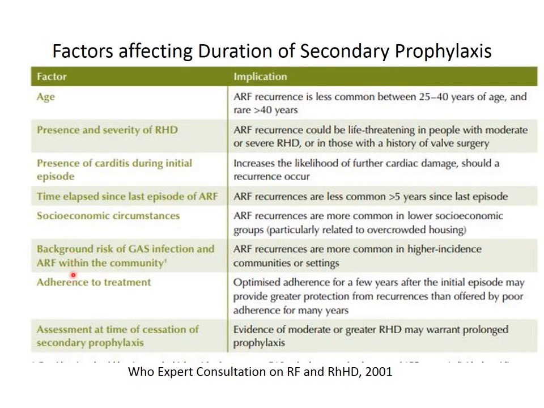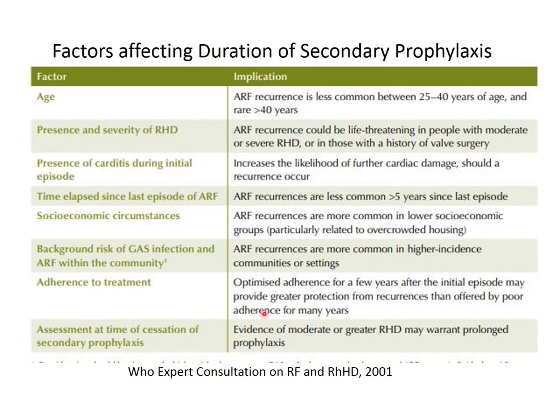Socioeconomic standards, the background risk of group A strep in the community, all these affect the length of prophylaxis. People coming from, say, advanced areas of a nation where healthcare is normal, you can shorten the length of prophylaxis. Whereas in very high risk populations where rheumatic fever is common, then you have to lengthen your prophylaxis. Adherence to treatment, again, is another factor.